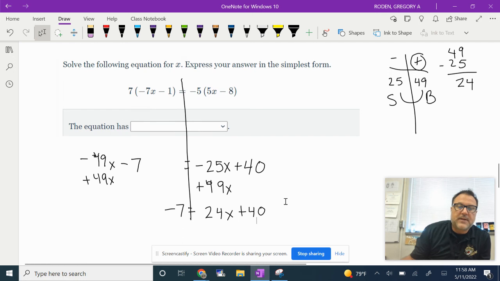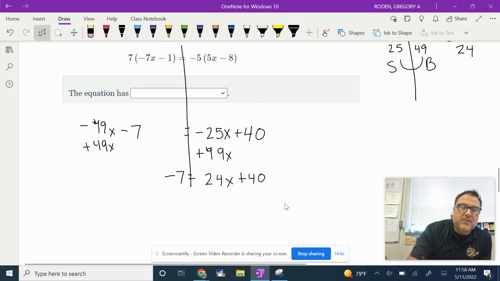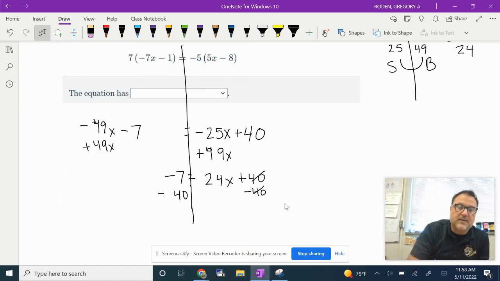Okay? So the next thing I'm going to do is get rid of the 40. I'm going to subtract 40 from both sides. So 40s cancel. A negative 7 minus 40. Now we're getting more negatives. Think about our chart here. On our negative positive chart, we're at 7 negative. We're at 40 negative. That's going to be 47 negative because it's on the same side. So this is negative 47 equals 24x.